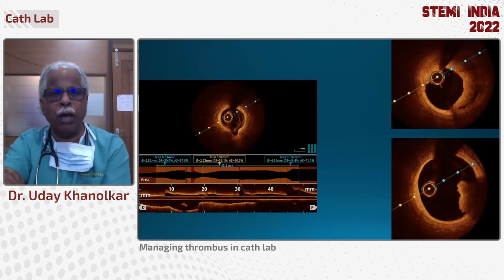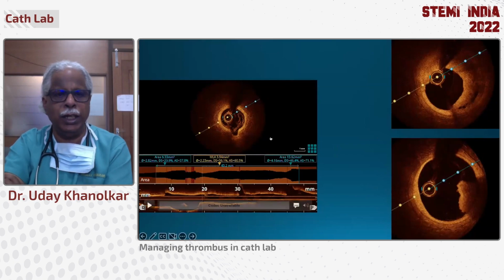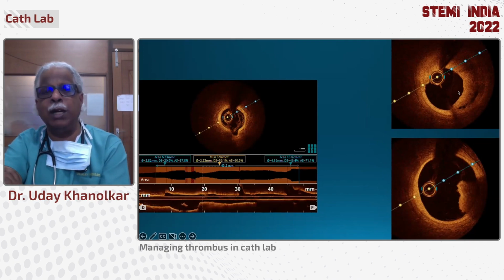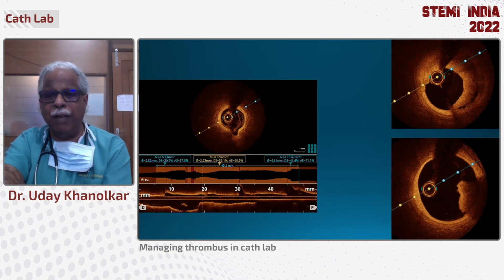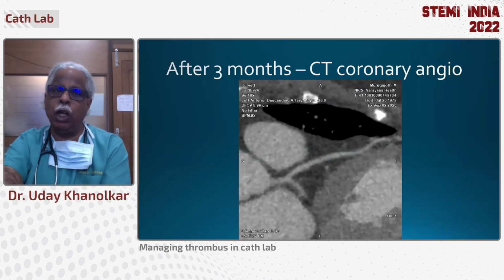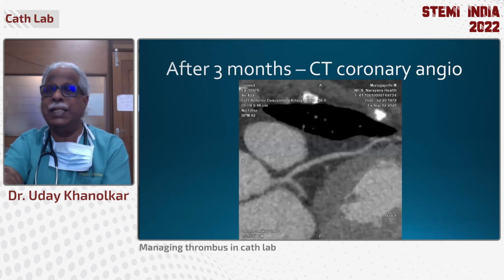So what do we do now? We repeated the OCT, and on the OCT we see there is a residual thrombus there. So the thrombus, which is 3 days old, is not completely cleared, even after thromboaspiration. We kept this patient on heparin for 1 week, followed by oral anticoagulation, and after 3 months we repeated the CT angio, and we see there is no residual thrombus and the vessel is clean.